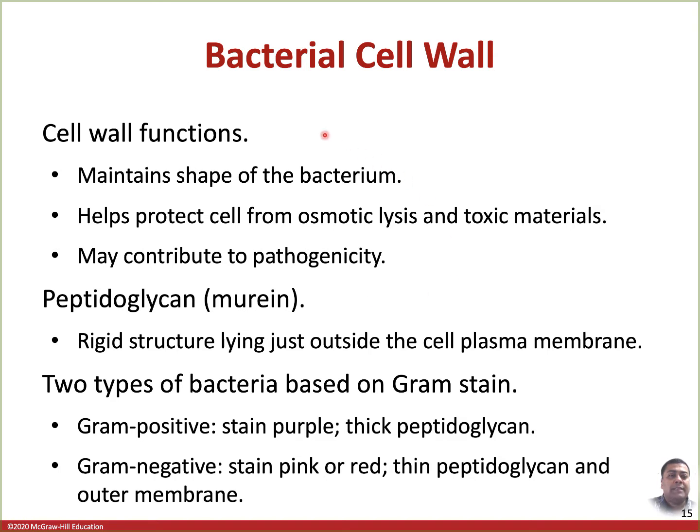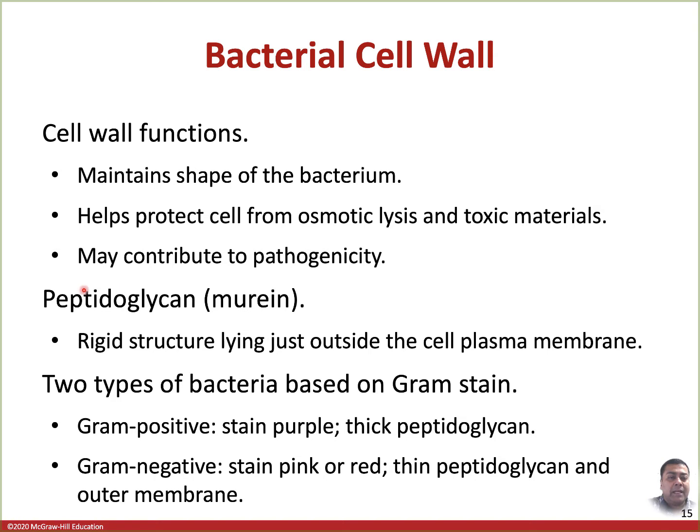So before that, let's take a look at the function of the cell wall. It maintains the bacterial shape, protects from osmotic lysis and toxic materials, and sometimes there are components on it which can contribute to pathogenicity as well. The peptidoglycan, also known as murein, is the unique material present only in the bacterial cell wall. It is not present in archaea and it is not present in any eukaryotes.